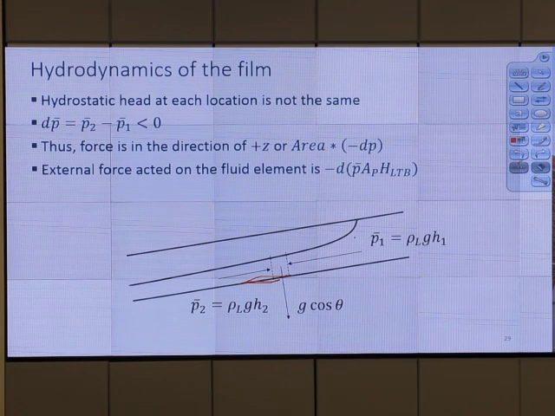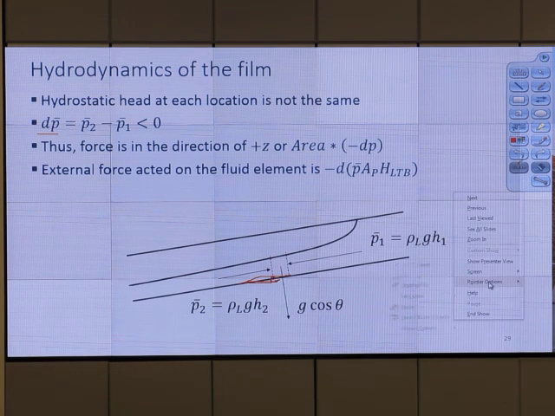So the explanation is on the next page. Okay. Let's take a look at the explanation. Hydrodynamic of the film. You notice that the hydrostatic head at different locations is not the same, because the height is not the same. Different locations have different hydrostatic head, right? Okay. So dP bar. P bar is rho G H, the hydrostatic pressure. Okay. So at this point, let me clean everything.